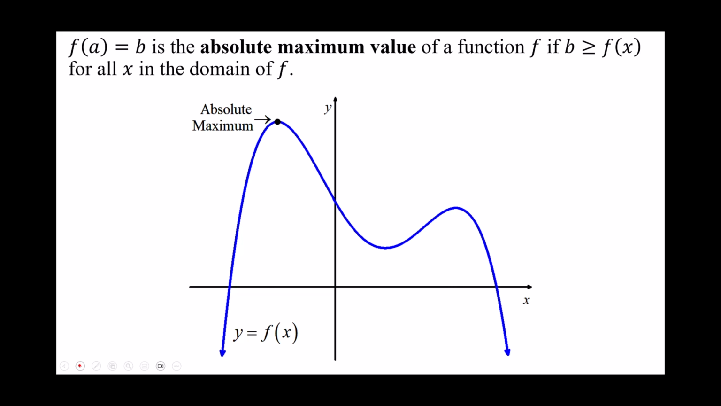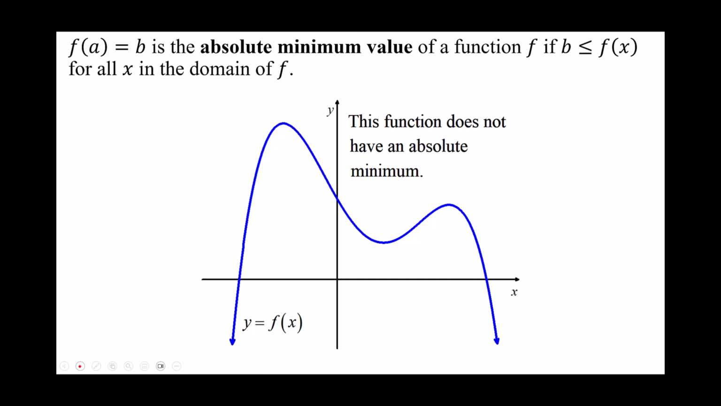f of a equals b is the absolute maximum or global maximum value of a function if b is greater than or equal to f of x for all x in the domain of f. So this is an absolute maximum because if we look at the entire graph, so the entire domain, this is the highest point.